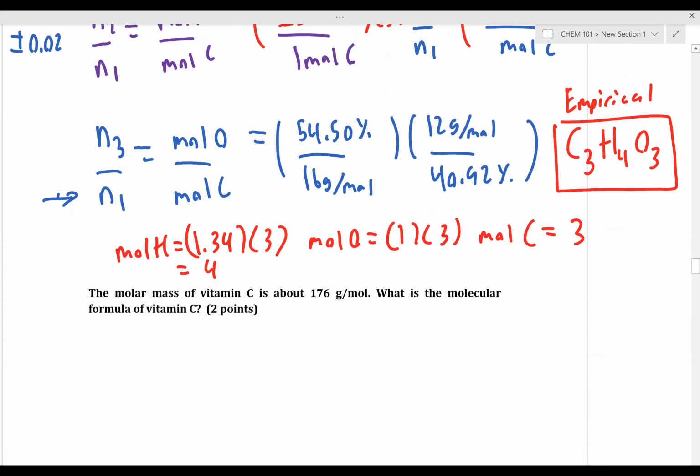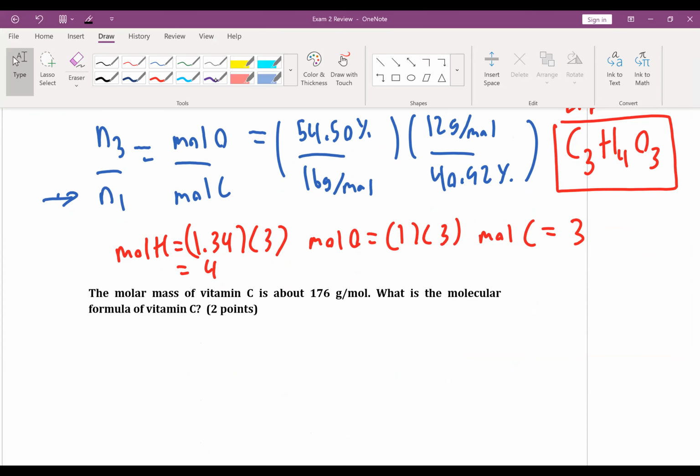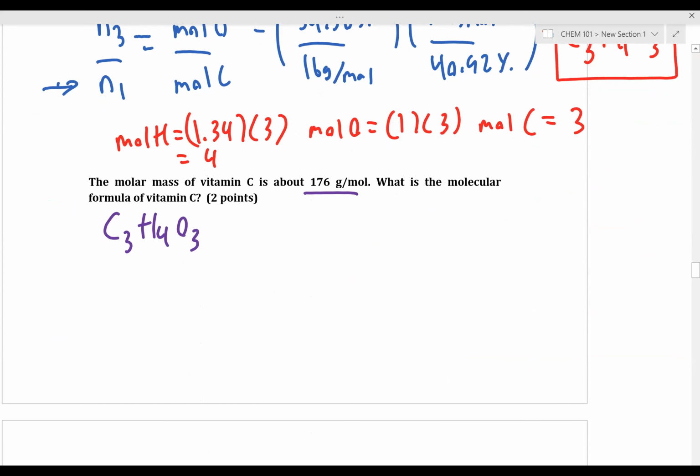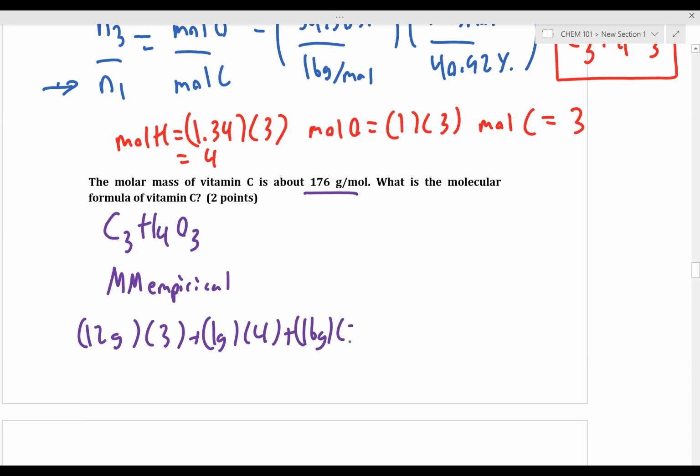Okay. Now we're given in this next part that the molar mass of vitamin C is 176 gram per mole. So looking at C3H4O3, the first thing we need to do is calculate the molar mass of this empirical unit. And we can do that really quickly. So we're taking 12 grams times 3 plus 1 gram times 4 plus 16 grams times 3. And that in turn gives us 88 gram per mole.